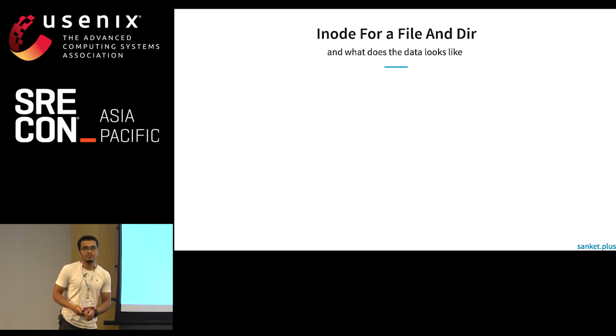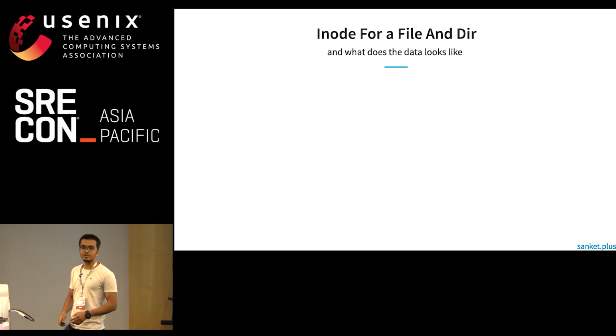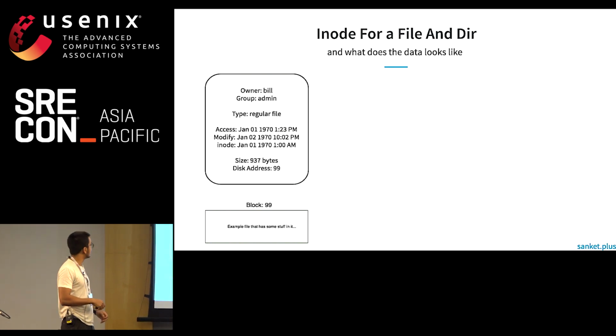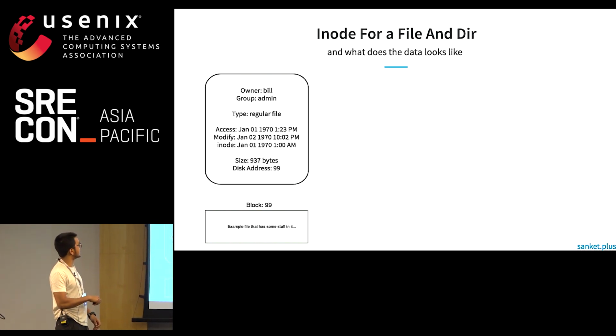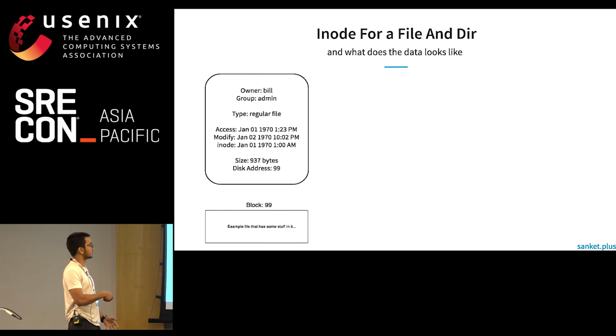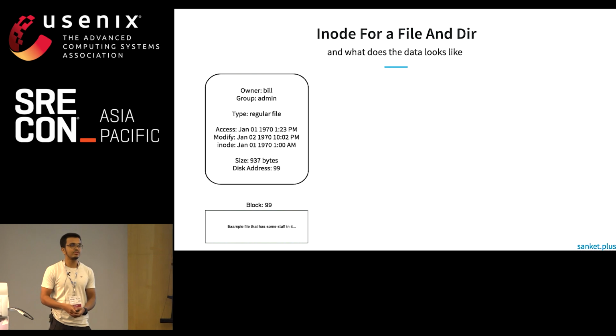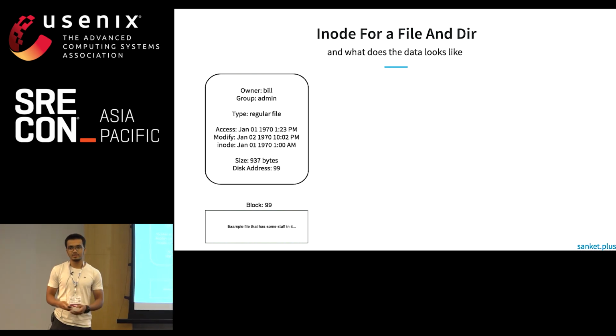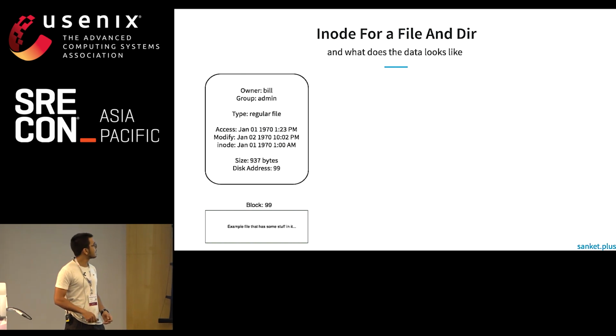Let's take a look. If you got an inode for a file, what will it look like? So all things will go in as usual, owner, groups, some timestamps. The type here will be differentiating, that will be a regular file. The size will be there, disk address, and if you want to read the content of the file, you'll go to disk and you will access the block number 99, and whatever the block contains, that is your file's content. So this is what it looks like for a file, really simple, nothing fancy goes in here.